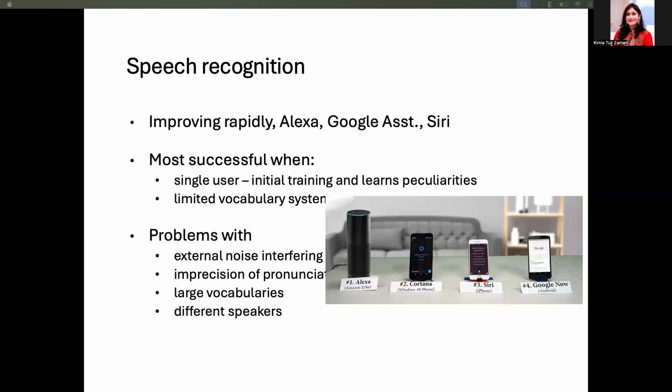Speech is one of the most natural ways humans communicate. That's why Siri, Alexa, Google Assistants are booming. But challenges remain: background noise, accents, large vocabularies. Still, speech systems are getting better and better every day.